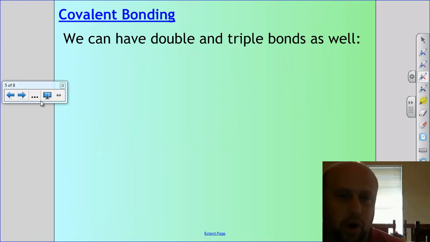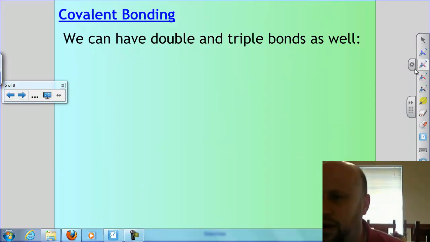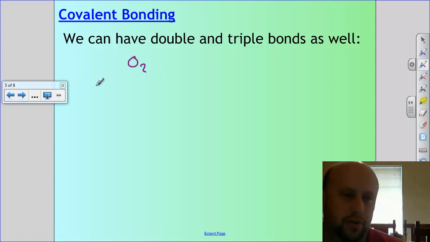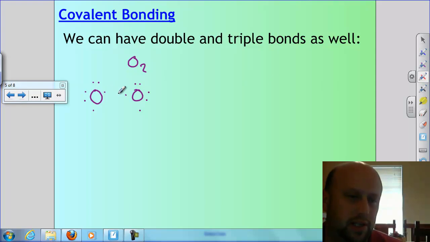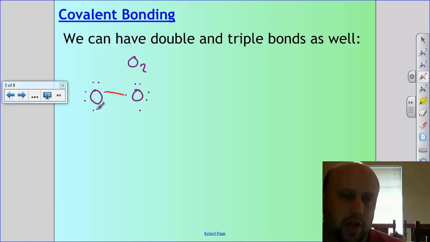So let's work on drawing a few of these. First off, we can have double and triple bonds as well as that single bond. So let's talk about O2, which is the stuff that we breathe in. So I've got 2 oxygens. They each have 6 valence electrons. Now, I know that I'm drawing this a little unorthodox, but you'll see why in a second. What's important is that I get all 6. And then the easiest way to always draw the bonds here is to take the single electrons first and draw a line between them, and those become the bonds.